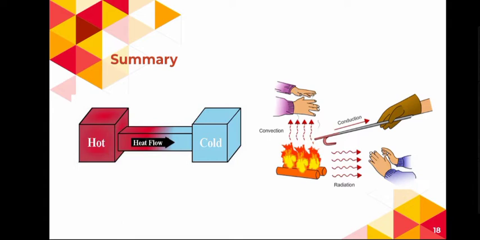The materials which allow the heat to pass are known as good conductors of heat, whereas the materials which do not allow the heat to pass through them easily are known as insulators. In liquids and gases, the heat is transferred by convection. No medium is required for transfer of heat by radiation.